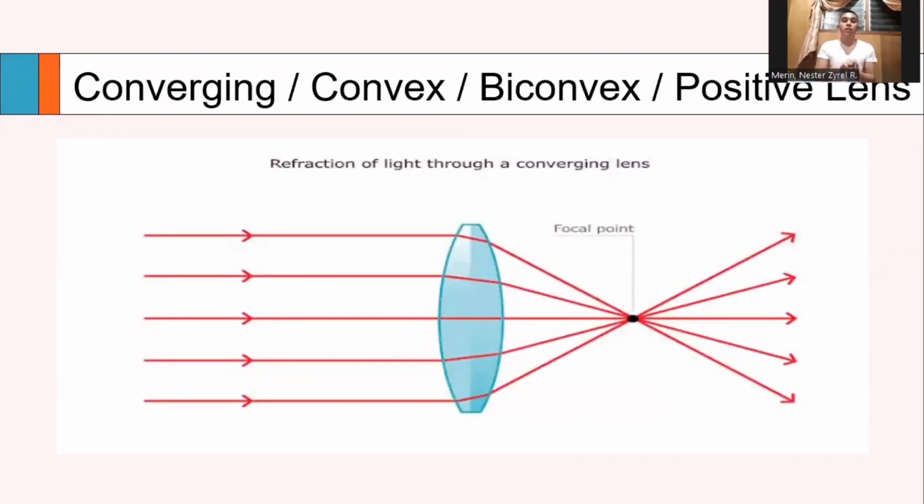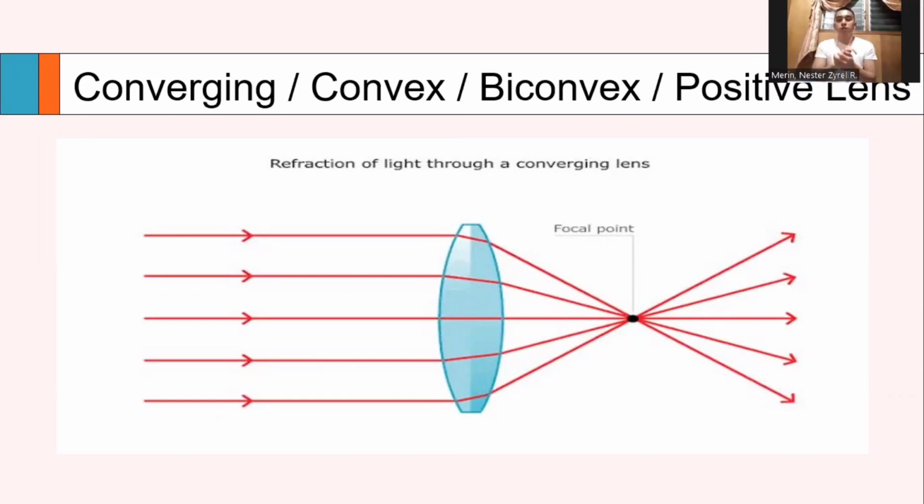First of all, we have the converging, which is also known as convex, biconvex, and positive lens. As you may see in the illustration, coming from the left side are the light rays. When they enter the convex lens, the light rays will intersect because from the word itself, converge, which means to unite or to put together.